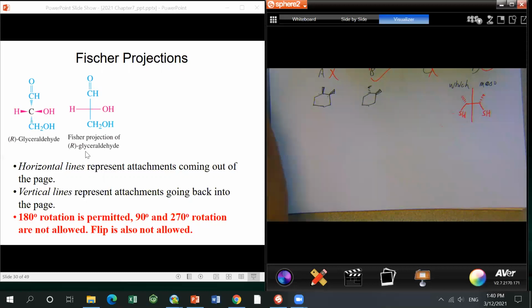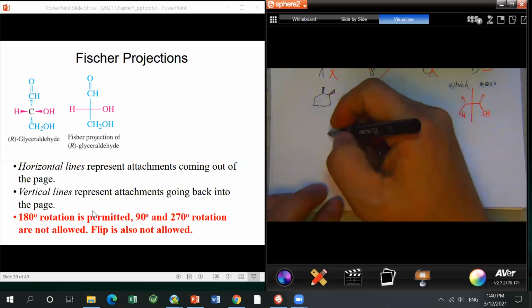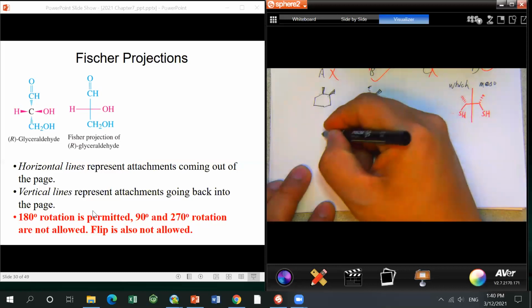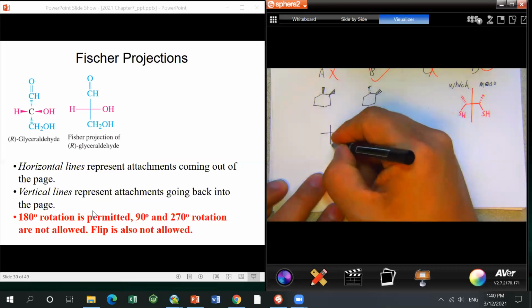But just keep in mind that this assumes all the horizontal lines represent wedge bonds, and all the vertical lines indicate dash bonds. When you rotate the molecule, there are some rules you need to follow. First, if you rotate the molecule 180 degrees, that's allowed, no problem. For example, for this molecule, I rotate 180 degrees, so the aldehyde goes down.